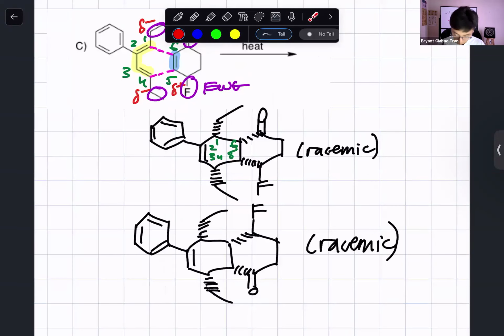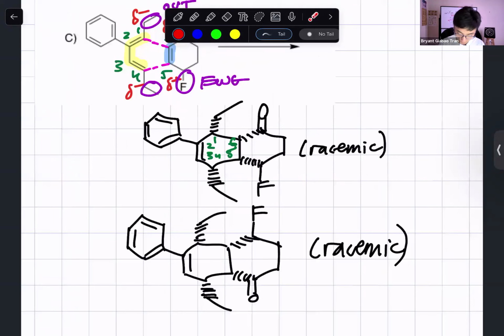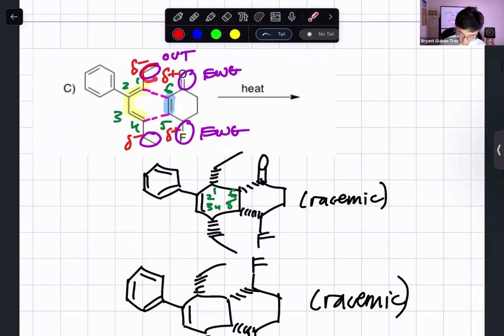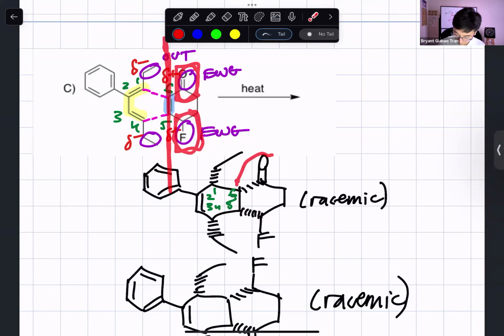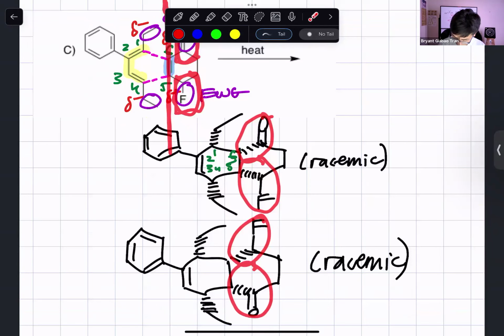So they're cis because the out group is going to be cis to the EWG according to the endo rule. And these two EWGs here, the fluorine and the carbonyl, are going to be cis to each other because we see that they are cis to each other in the dienophile, right? If we make that line through that double bond right there, we see that the carbonyl and halogen are cis to each other, which is why we maintain that cis configuration for the dienophile portion here of the product, right?